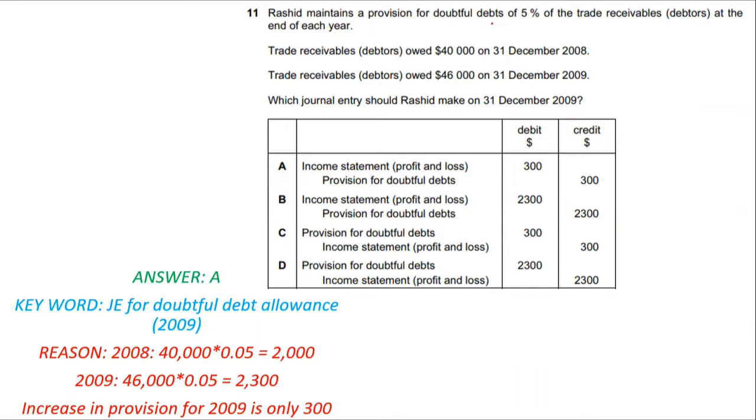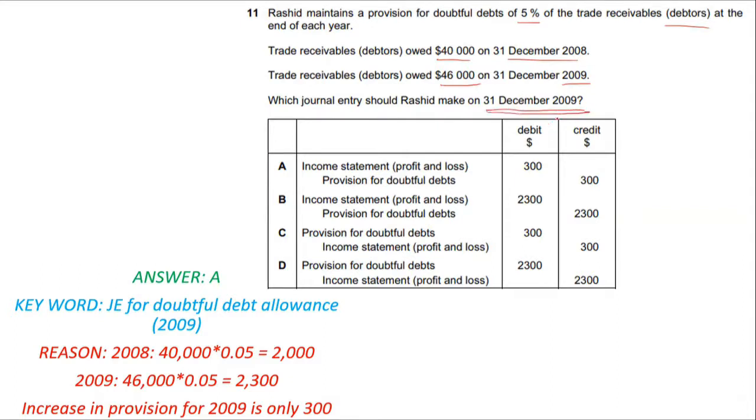Rashid maintains a provision for doubtful debts at 5%. So the rate of the provision or the allowance is 5% of trade receivables, or debtors. This could equally be accounts receivable as well, at the end of each year. Trade receivables owed 40,000 on 31st December 2008. This statement basically means that at the end of 2008, I had accounts receivable or trade receivables of $40,000. Then at the year end of 2009, I had $46,000 of trade receivables or debtors. Which journal entry should Rashid make on 31st December 2009?